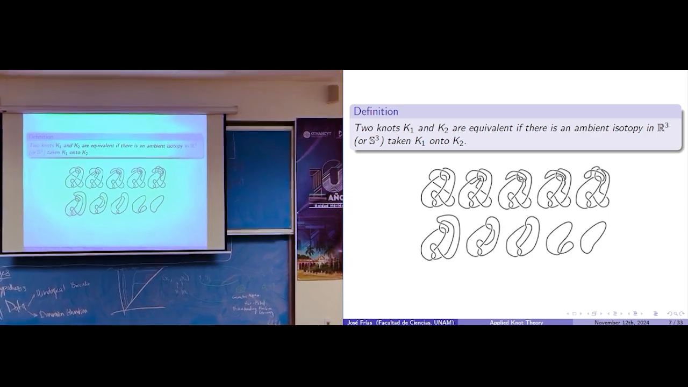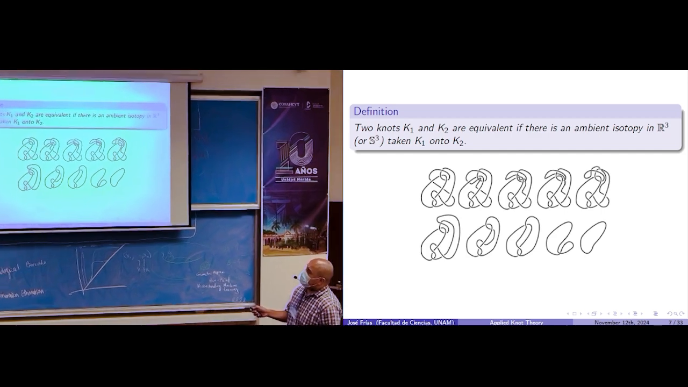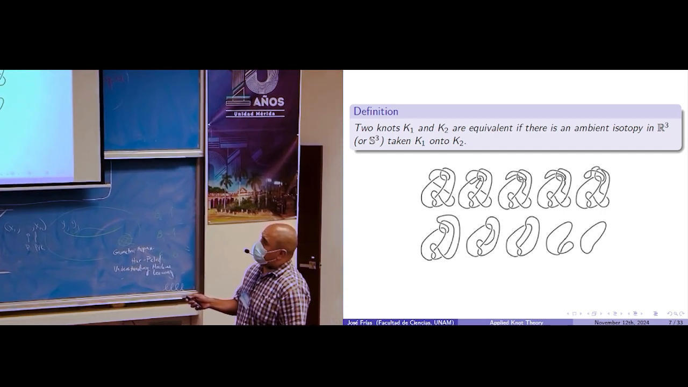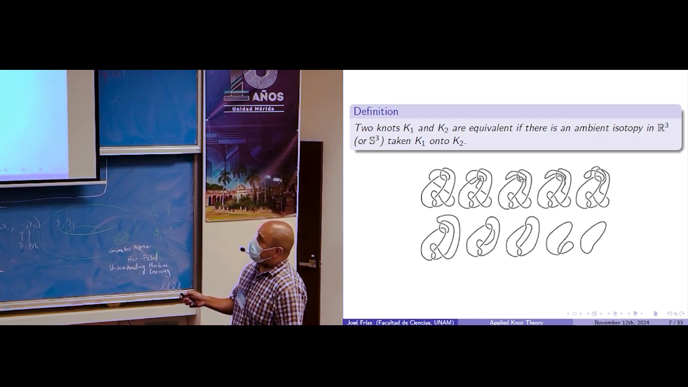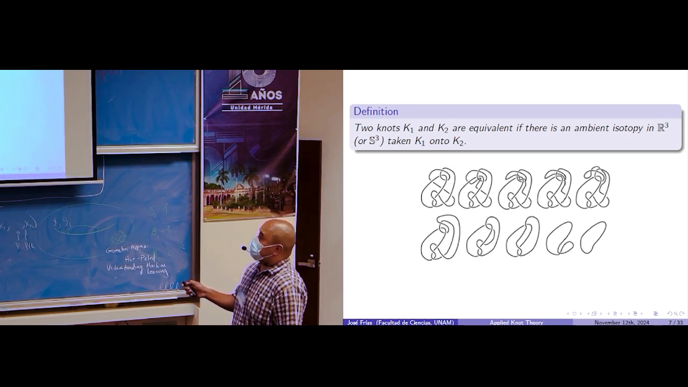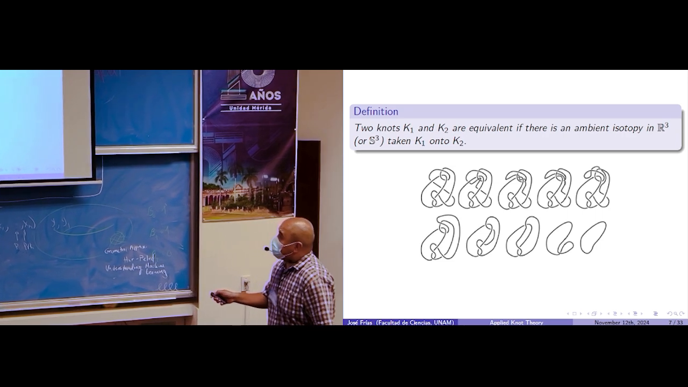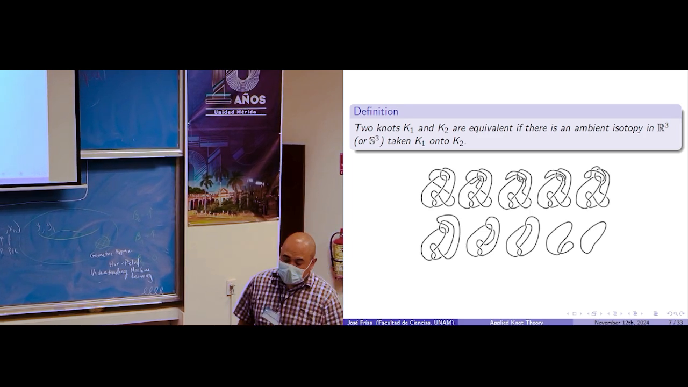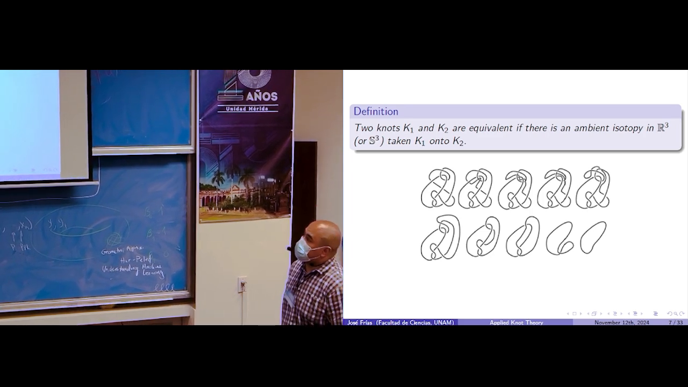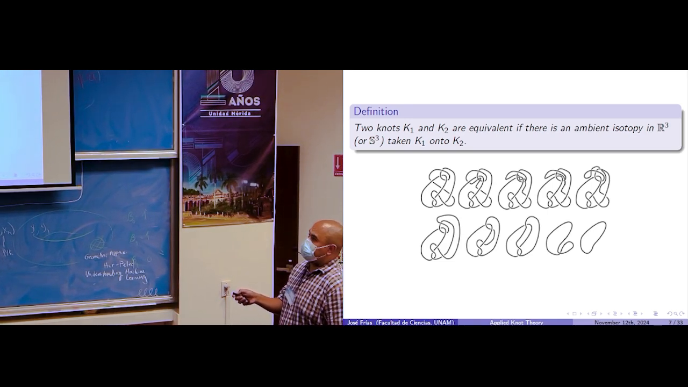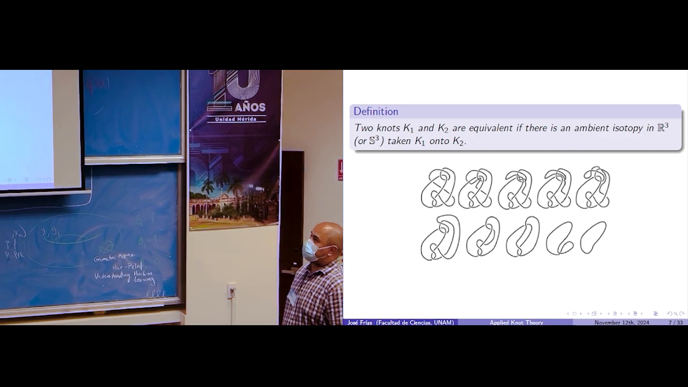So if we start with this knot, you see here we are performing a local isotopy to get this knot, and we go on. We perform a sequence of local isotopies, and at the end we obtain this trivial knot, right? So that's the idea of when two knots are equivalent. As you can see, these two knots look very, very different.